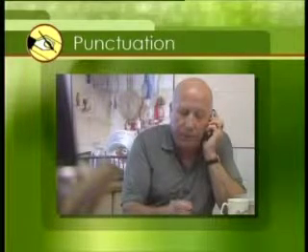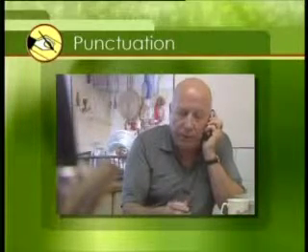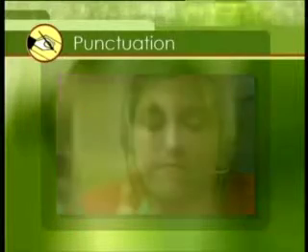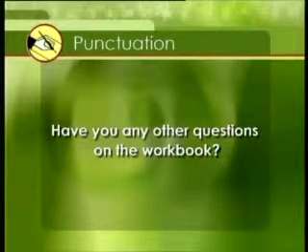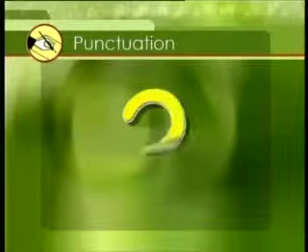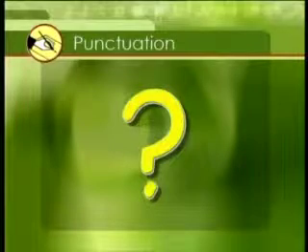You'll notice that when you ask questions, the tone of your voice goes up at the end of the sentence. This is how we know that someone has asked a question. Have you any other questions on the workbook? Similarly, when we write questions, we use a question mark at the end of the sentence. Let's look at how to draw one. If you were writing Helen's sentence as a question, you'd use a question mark at the end instead of a full stop.